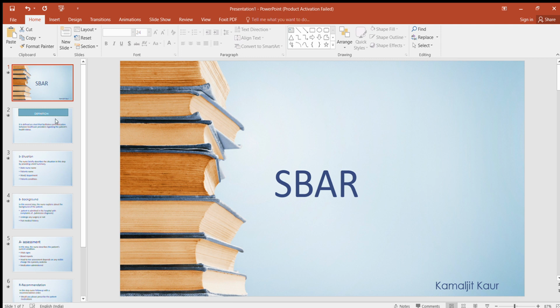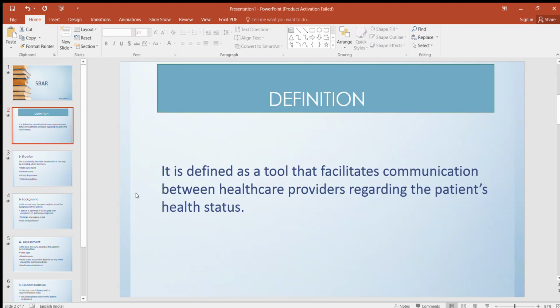So firstly we will discuss the definition. It is defined as a tool that facilitates communication between healthcare providers regarding the patient's health status. So let's start.